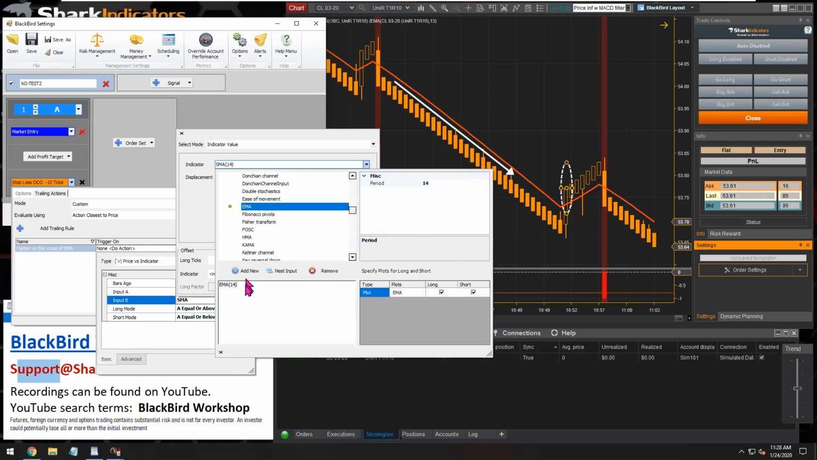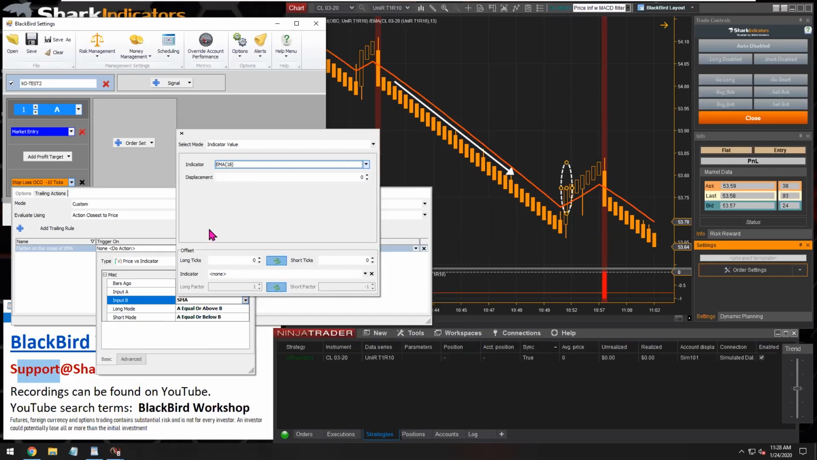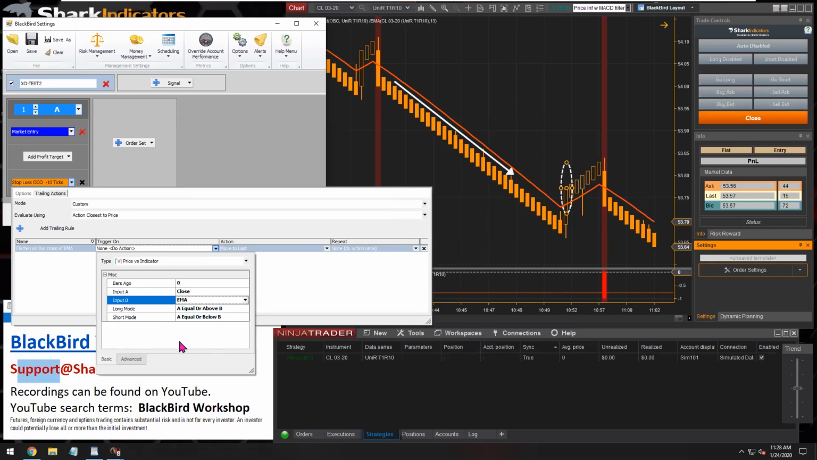All right, there's the EMA. And in this example, David is using the 18 period. So make sure you adjust the period of your moving average to match, like so. All right, so now we need to decide which modes we want.